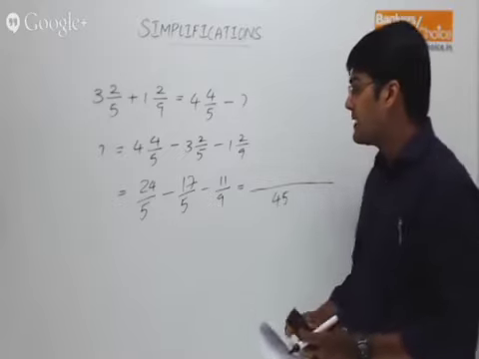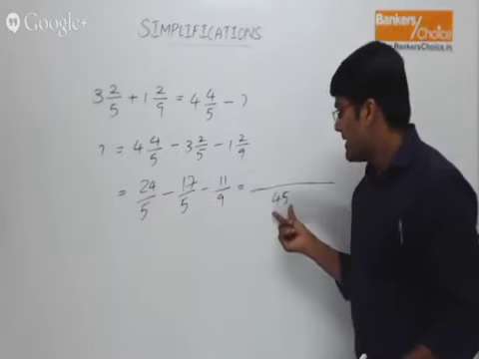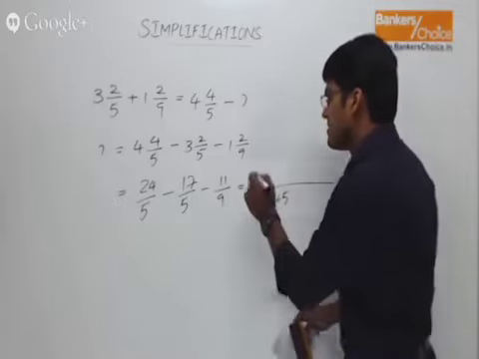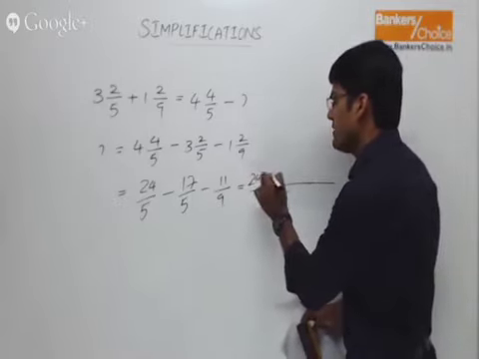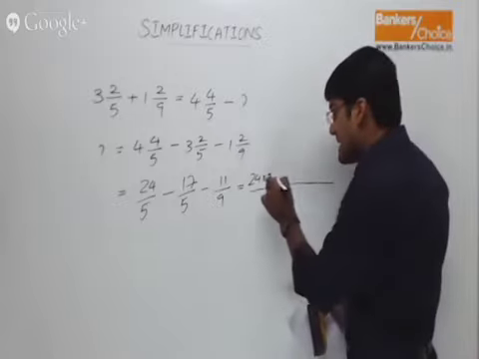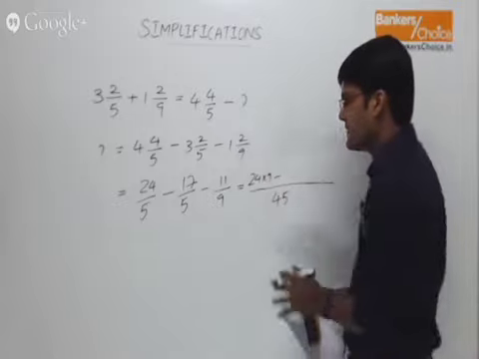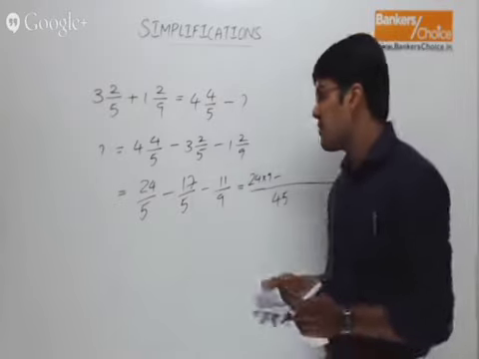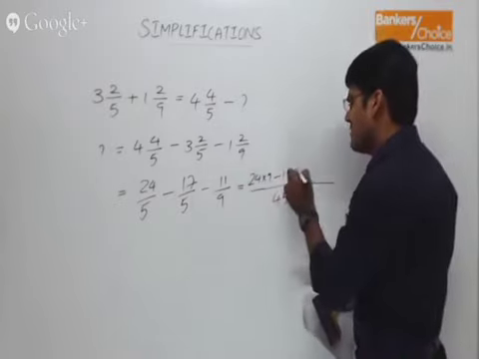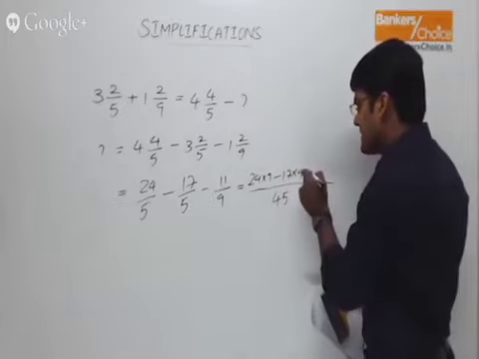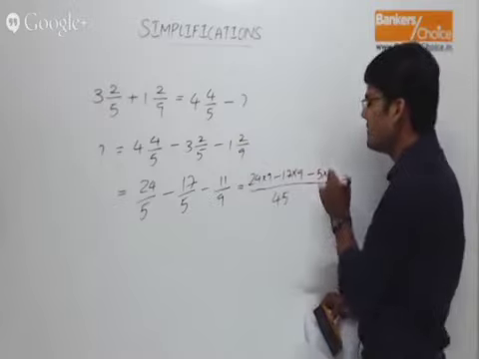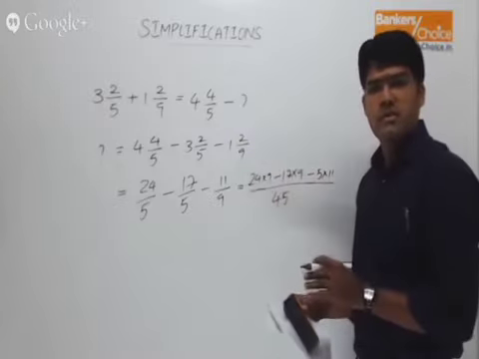For example, look at this 5. How many times is 45? 5 into 9 is 45. So multiply 24 with 9. So this is 24 into 9. Minus the symbol here. Minus. What about this? 5 again goes 9 times in 45. So 17 should also be multiplied with 9. 17 into 9. Minus. 9 goes how many times here? 5 times. 5 into 11. 5 into the numerator. I am sure all of you are aware of this general procedure.